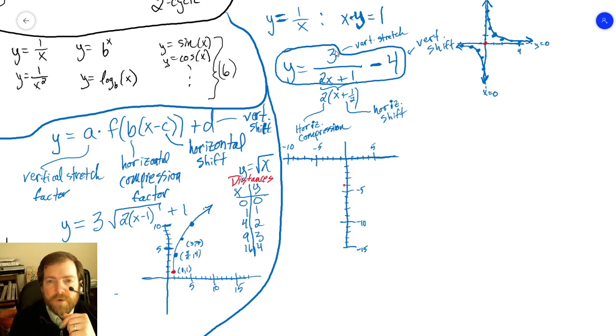Then the y distance will be tripled. So instead of over 1 up 1, it is now over a half up 3. So over a half up 3 gets us the initial point on the positive side. Now it's also true we should put in the vertical and horizontal asymptotes at x equals -1/2 and y equals -4.